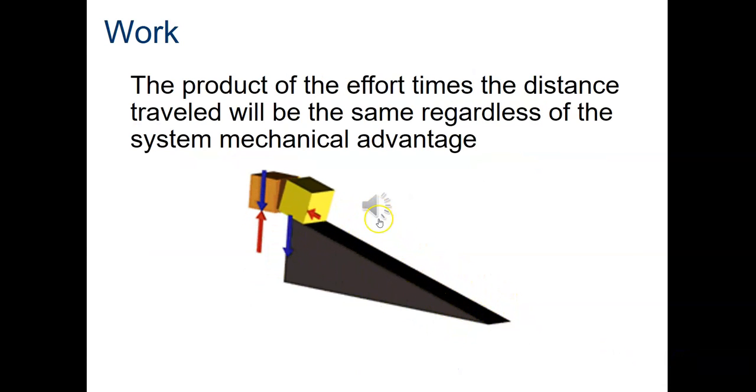So this is where it gets a little tricky, but it's also really awesome. Looking at work on this inclined plane, you're going to see that the product of the effort times the distance traveled will be the same, regardless of the system mechanical advantage. Remember that this yellow box goes 4 times further along in distance than the orange box did, but it was easier to push. The orange box was more difficult to push, and doesn't go as far. So their work would be the same, but the mechanical advantage is different.